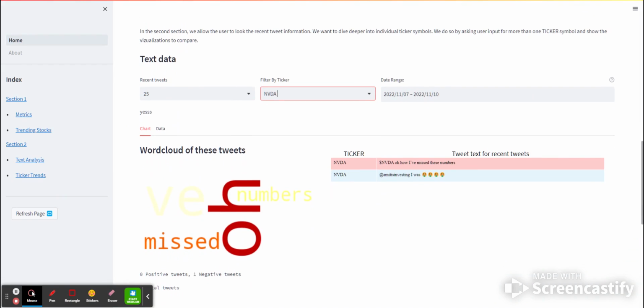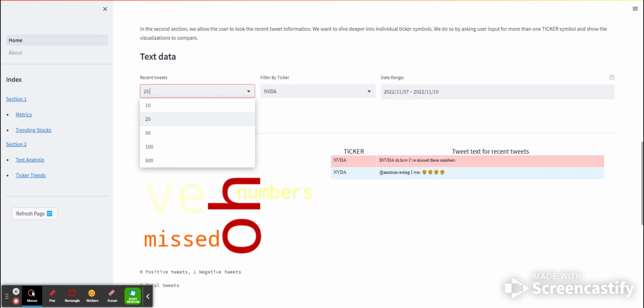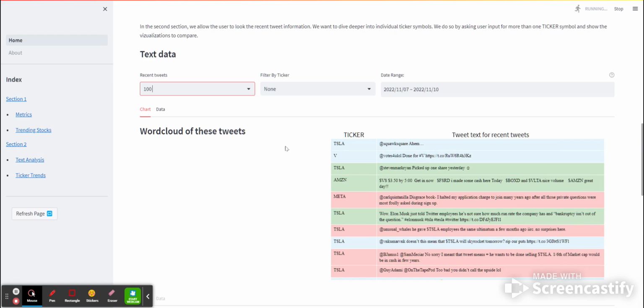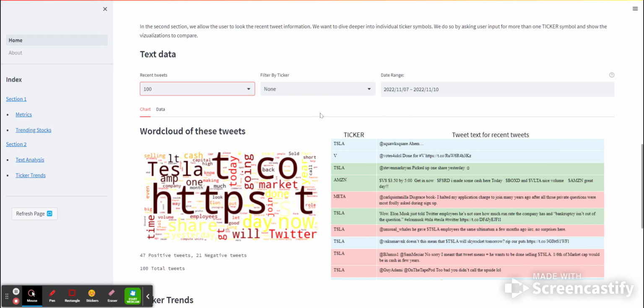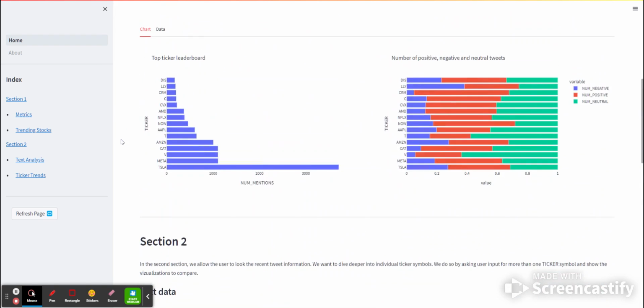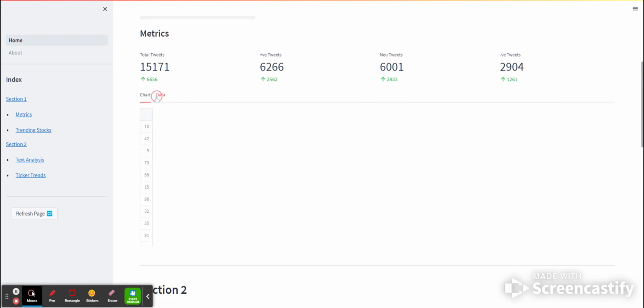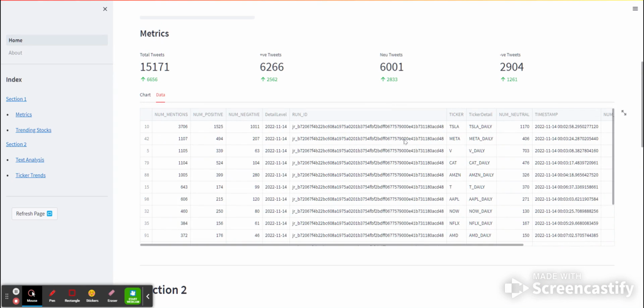If we are interested in getting the data, we can click on the data tab to understand what the data is. Again, we can get up to the top 100 also. So this is the top 100 tweets overall in this time range. This is the data. And I forgot to show you, if you are interested in seeing the data for these two charts, you can look at the data tab as well. The run ID you see here is the run ID the Glue job calculated this table.